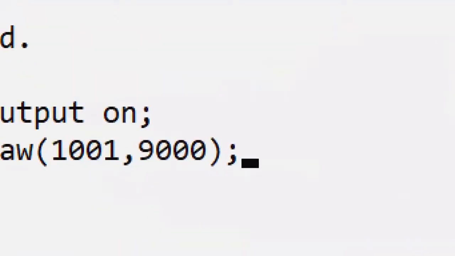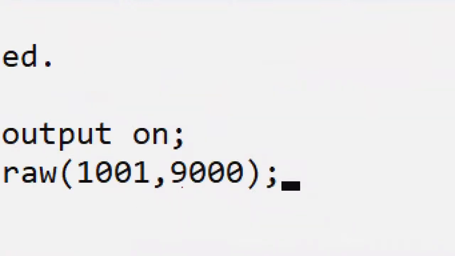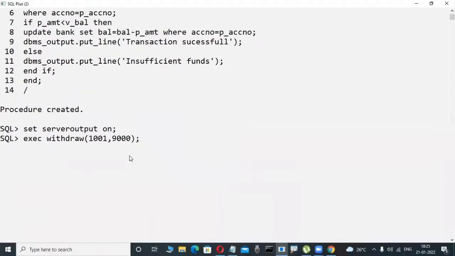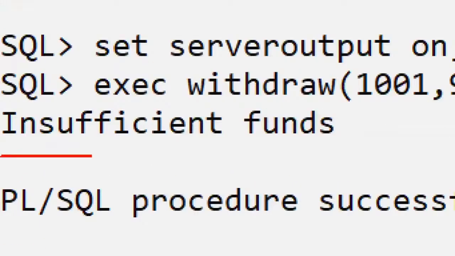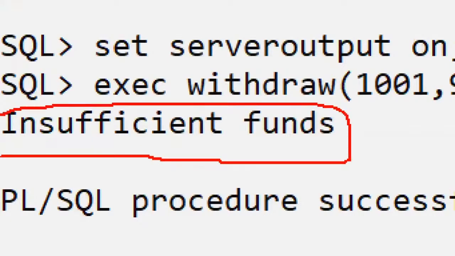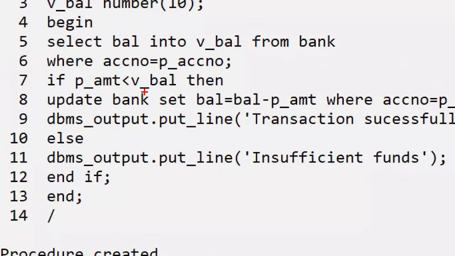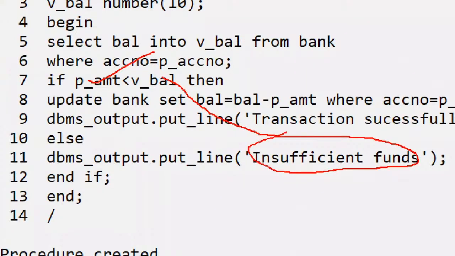Now, my account number is 1001, but I try to withdraw how much? 9,000, because this program I'm writing. Whenever I try to withdraw 9,000, is it possible? No. So now it will give a message: insufficient funds. It will display the message or not. How is it possible? This coding is executed, whatever I'm writing. Your amount is more than the available balance. That's why insufficient funds. It will display the message, yes.